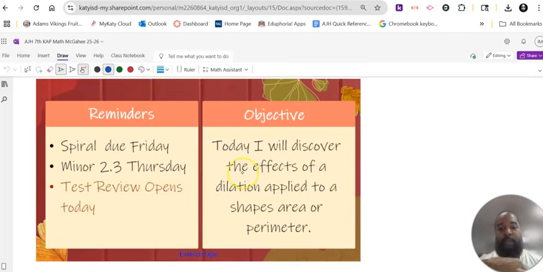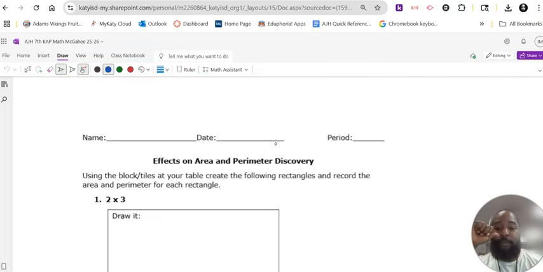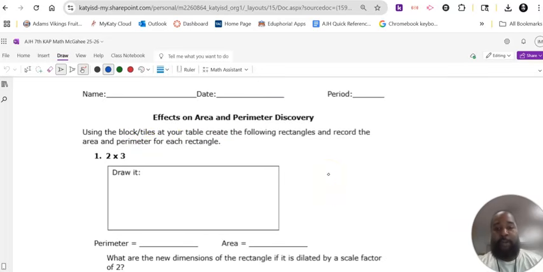But today we are going to look at dilations and how scale factor affects perimeter and area, sorry. So let's go ahead and look at this first one. This first example, the effects of area and perimeter discovery. It says using blocks and tiles. We don't have blocks and tiles, but we can do this by drawing as well. It says record the area and perimeter for each rectangle.